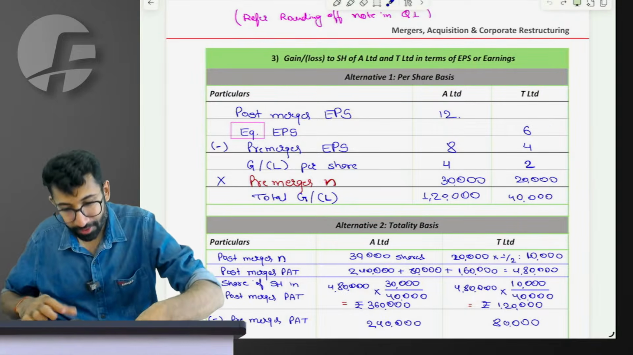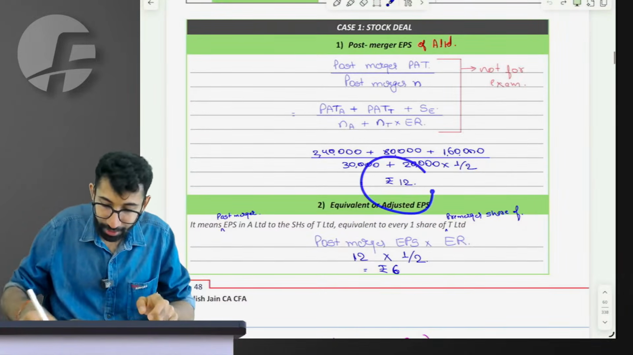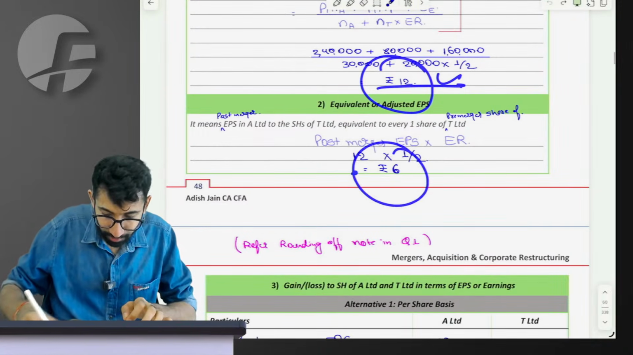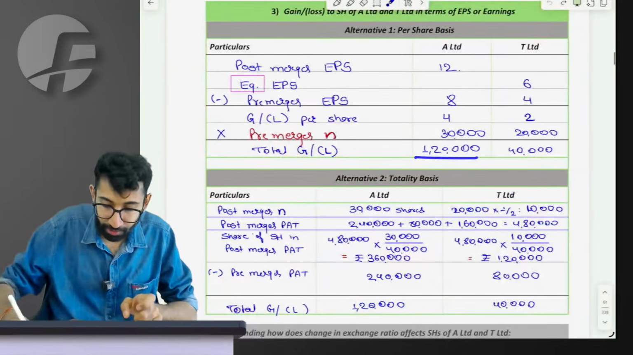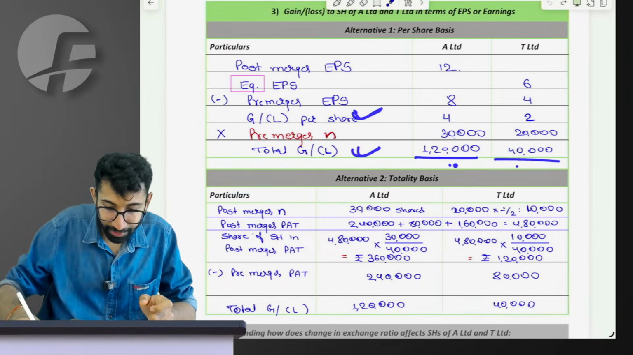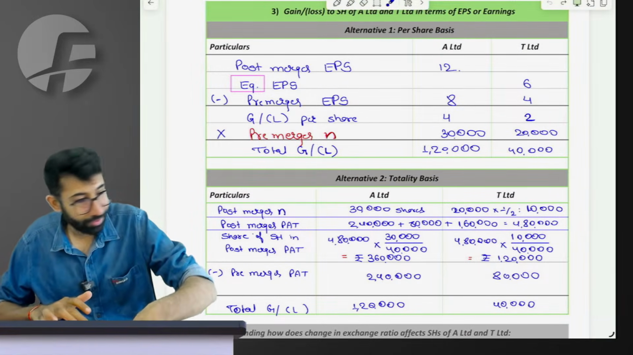Requesting your responses. Till this point, have you learned? For the acquirer, how do you calculate post-merger EPS? Equivalent EPS applicable for the target, could you understand it? And the calculation of gain or loss on a per unit basis, per share basis, as well as on a totality basis, both for the shareholders of A and T. Is it 10 on 10 clear to every single student?